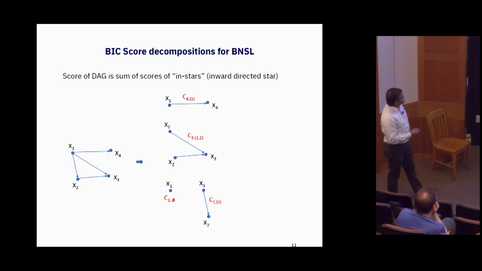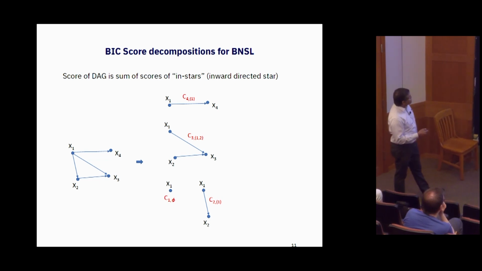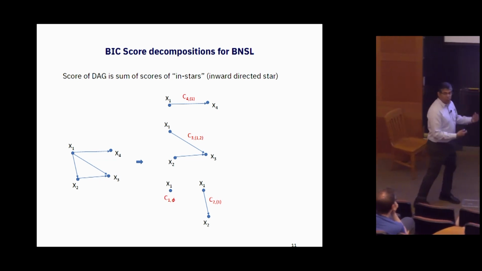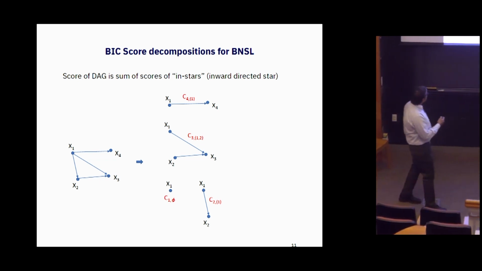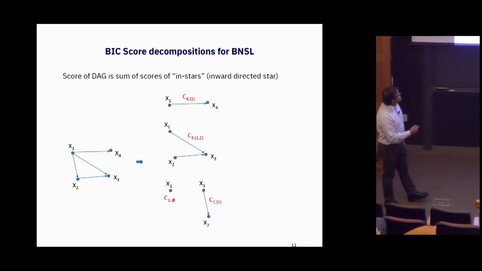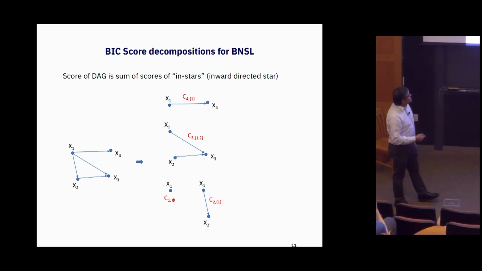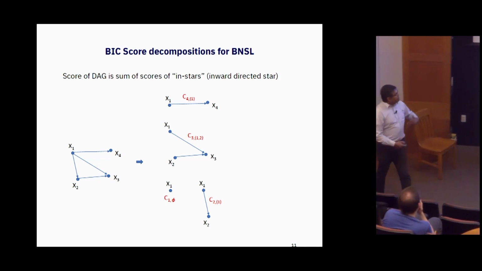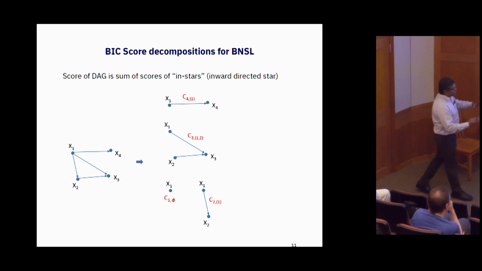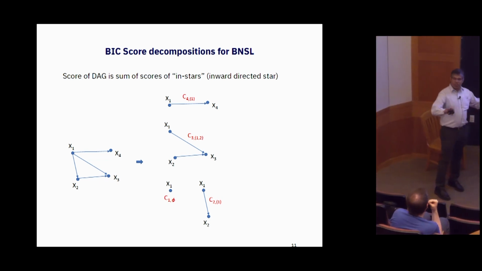This decomposes into 4 instars: x4 with parent x1, x3 with parents x1, x2, x1 with no parents, and x2 with x1. So the BIC score of the graph decomposes into the sum of the scores of these instars. And that is directly connected to the fact that a Bayesian graph encodes a factorization of the probability distribution.